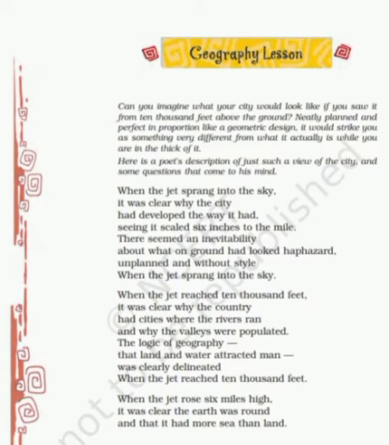When the jet reached 10,000 feet, it was clear why the country had cities where the rivers ran and why the valleys were populated. The logic of geography, that land and water attracted men, was clearly delineated when the jet reached 10,000 feet. So, the poet here says that what looked unplanned and without order is inevitable. Inevitable is that which cannot be avoided.